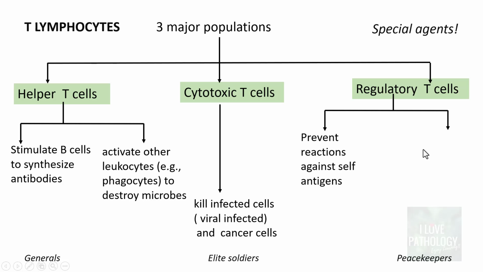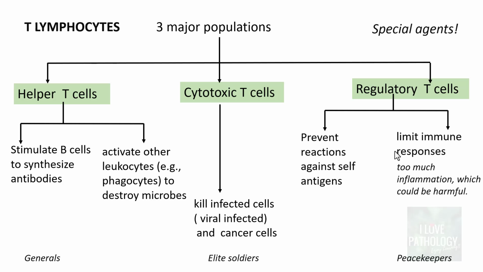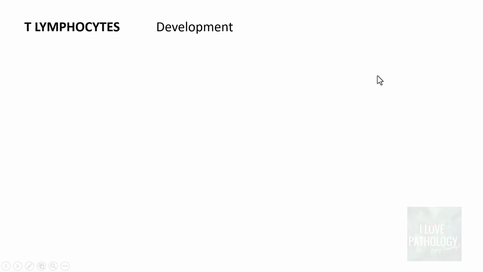The third one, regulatory T cells, prevent reaction against self antigens. Okay, that's very, very important because that is the one which prevents autoimmunity, and they also limit immune responses because the body knows that too much inflammation can be harmful. So that's the role of regulatory T cells. So three major populations: helper T cells, cytotoxic T cells, and regulatory T cells.